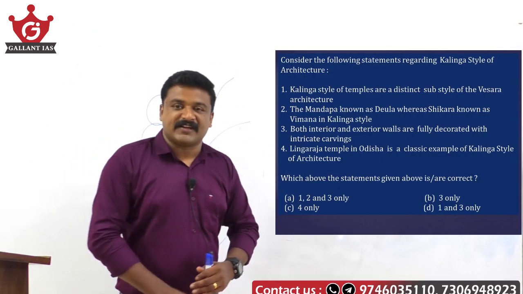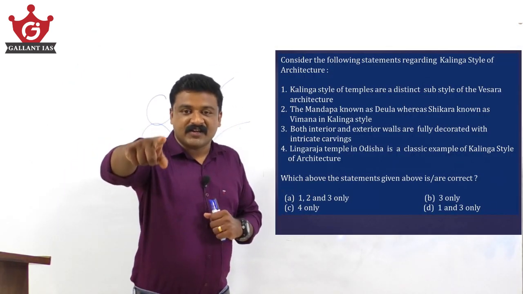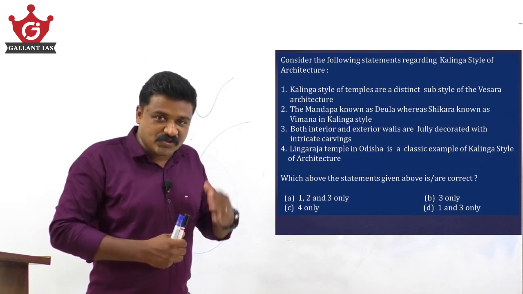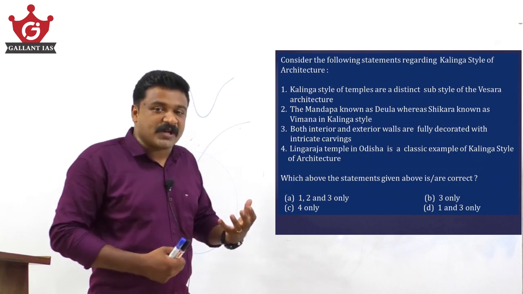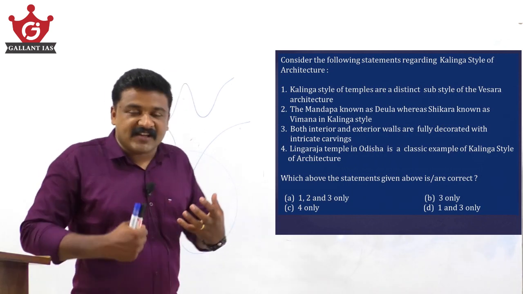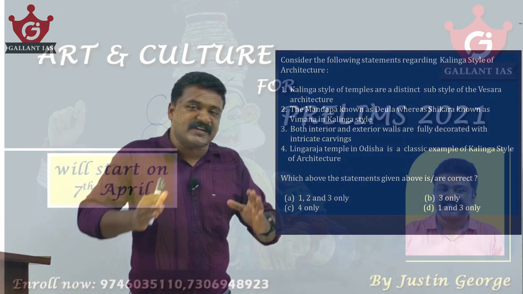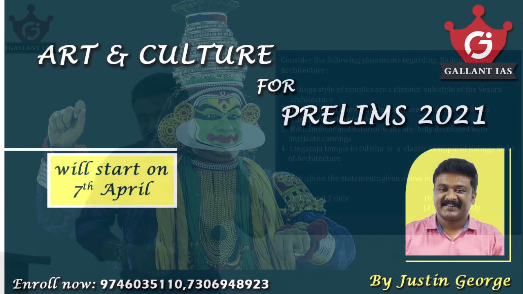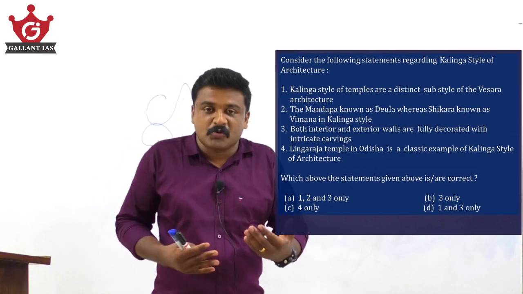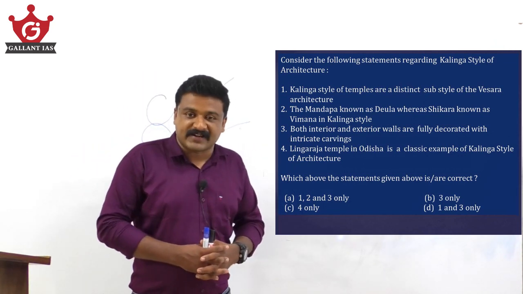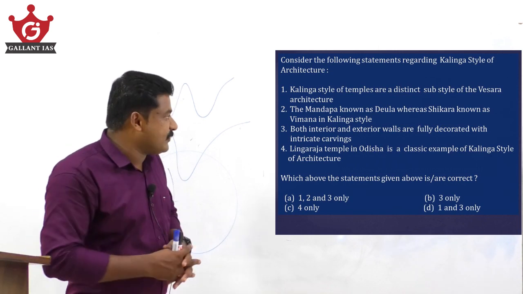Kalinga style of temple architecture: the Kalinga kingdom, the ruler Kharavela, etc., you studied in ancient India. The Kalinga battle, 260 BC. So Kalinga is Odisha. Nagara style of temple architecture has 3 major sub-schools: the Odisha style or Kalinga style, the Solanki style, and the Khajuraho style. These are the 3 sub-styles of the Nagara style of temple architecture.